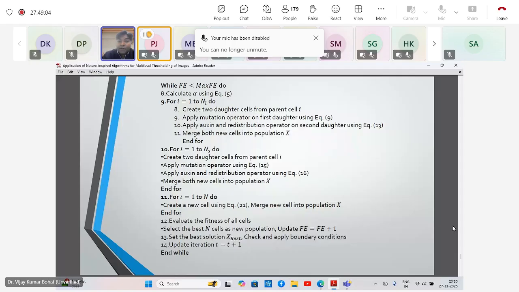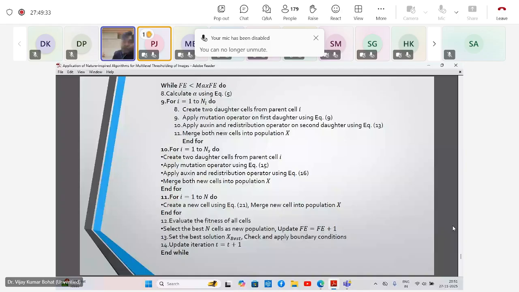After that, for i equal to 1 to n, create a new cell using equation 21, which is the factor of curvature equation. So again, all the n cells generate a new solution. Merge the new cells into population X. Evaluate the fitness of all cells that we have generated so far. Select the best n cells as the new population, and then repeat the thing iteratively.